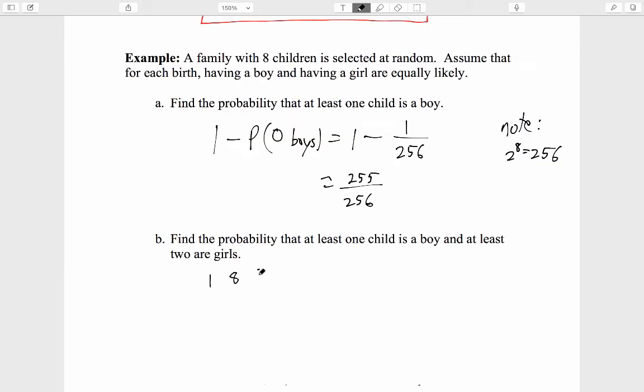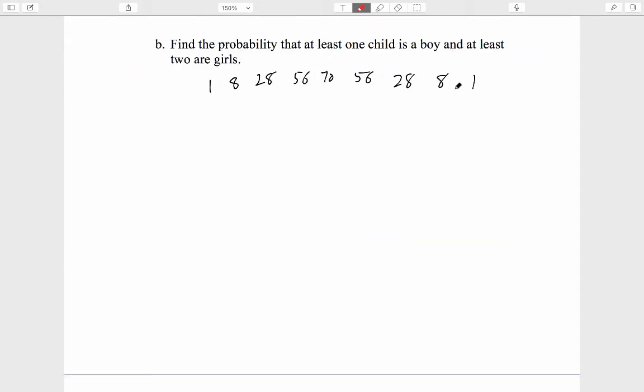To answer the next question, let's create another copy of row 8 of Pascal's triangle, so that we can mark it up separately. Let's think of this row in terms of increasing numbers of girls. In other words, this one corresponds to words with 0 G's and 8 B's. This 28 corresponds to 2 G's and 6 B's. This 8 over here corresponds to 7 G's and only 1 B. Now notice that in order for an outcome to be in our event here, at least one child has to be a boy, which means that this outcome is excluded.